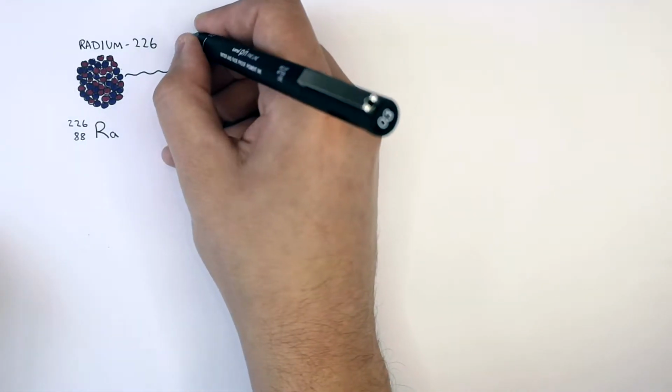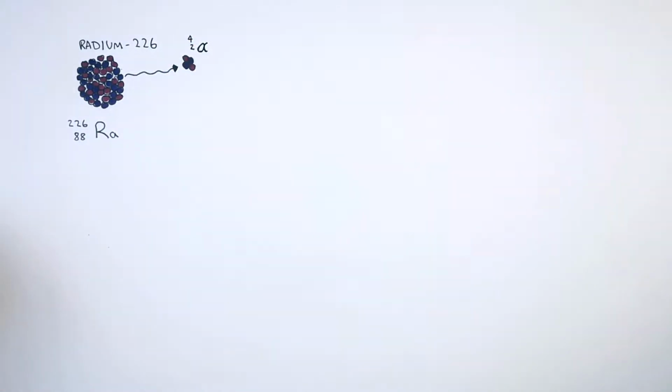Because if it emits an alpha particle from the nucleus, that means it's going to have emitted 2 protons and 2 neutrons from its nucleus. That means its nucleus is going to get smaller.